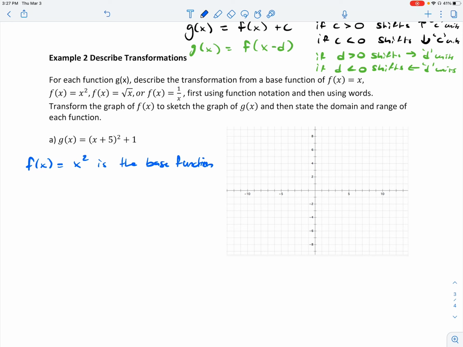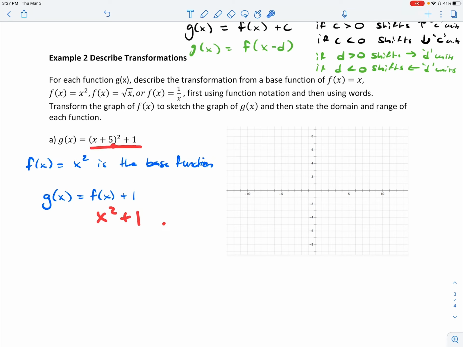In order to get g of x, we're taking f of x and doing some stuff to it. So what are we doing to it? It looks like we're adding 1 on the outside. So I'm going to start to create this. I'm going to say g of x is equal to f of x plus 1. What that means is if f of x is x squared, right now I just have x squared plus 1 for g of x.